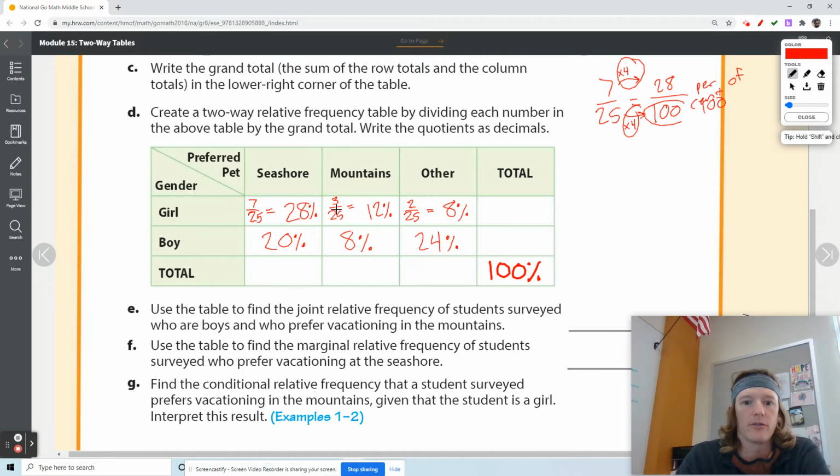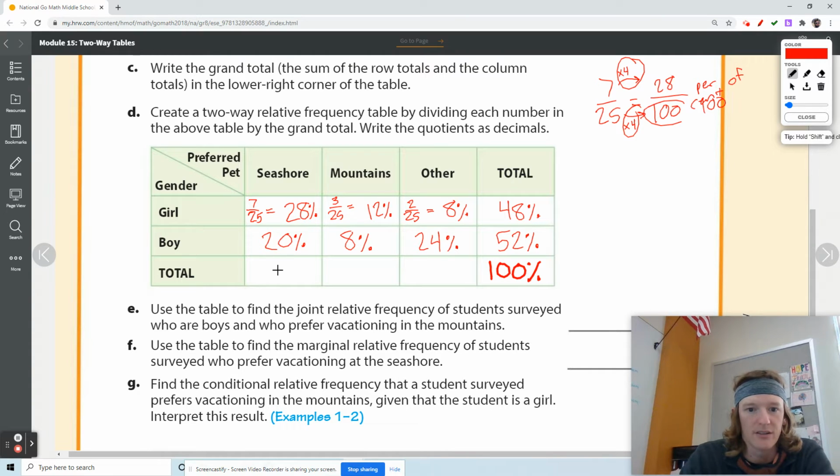Now we can add our percents to get our total percent for girls. We had 28 plus 12 plus 8. We get 48%. Now hopefully this will be 52%, because 48 plus 52 will make 100. Let's double check. 20 plus 8 plus 24, 52%. And that's good, because 48 plus 52 does equal 100.